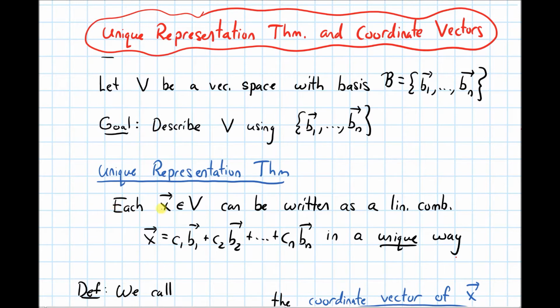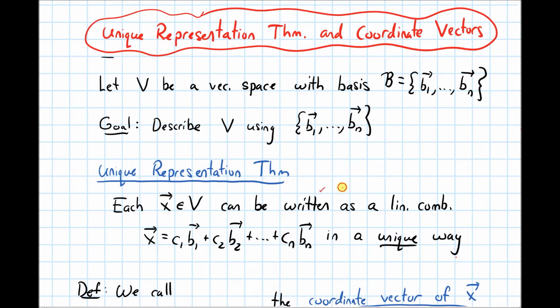It says that each vector x that's in my vector space V can be written as a linear combination in the form x equals c1 times b1 plus c2 times b2 plus ... plus cn times bn. So it's a linear combination of the basis vectors, and that should be doable in a unique way. So the reason why x can be written as a linear combination in the first place, actually, no, let's put that in red.